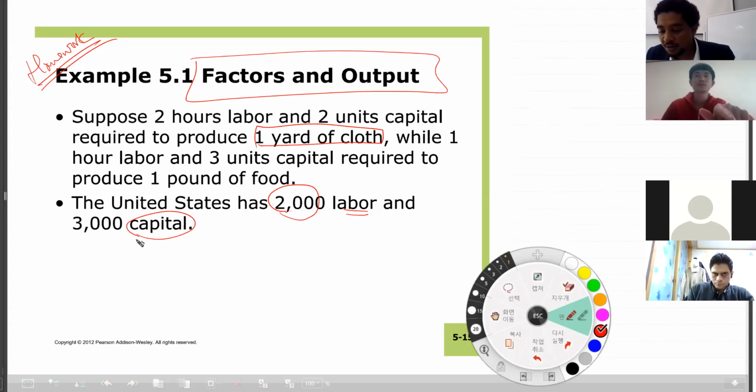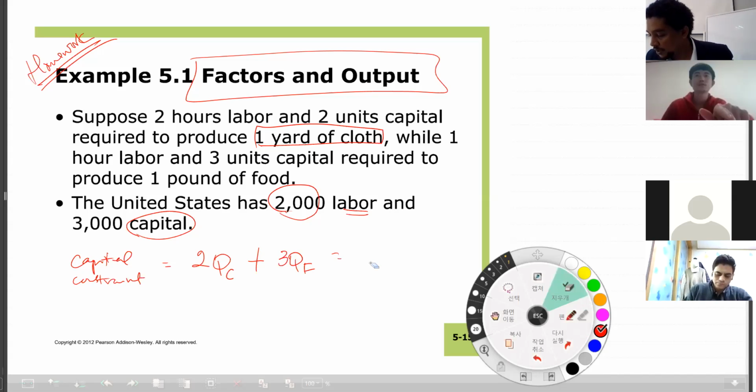Compute, for example, the capital constraint. Okay, the capital constraint equation will be equal to how much? 2 units of capital required to produce what? Clothes, right? Plus how much capital is required to produce food? 3. 3 QF will be equal to, not 2,000, 3,000. That is the capital, right? And the other is the labor constraint.